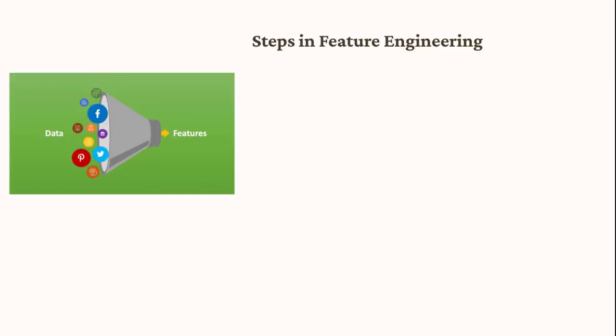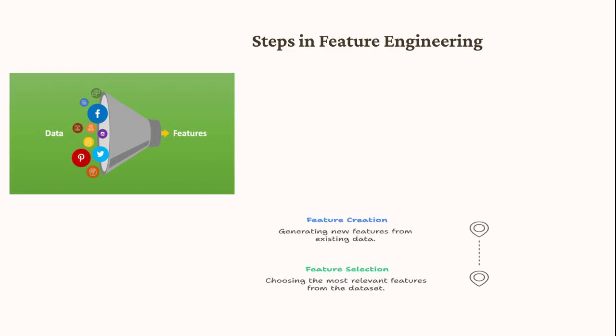Now, let's break down the steps involved in feature engineering. 1. Feature selection. This involves choosing the most relevant features from your dataset. For example, if you're analyzing student performance, features like study hours and attendance are more relevant than their favorite color. 2. Feature creation. Here, you generate new features from existing data. For example, creating an age column from a date of birth column.